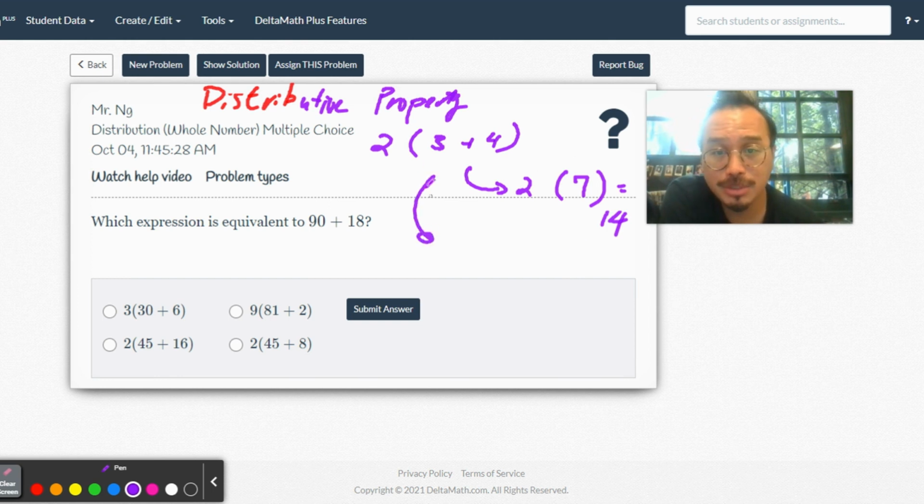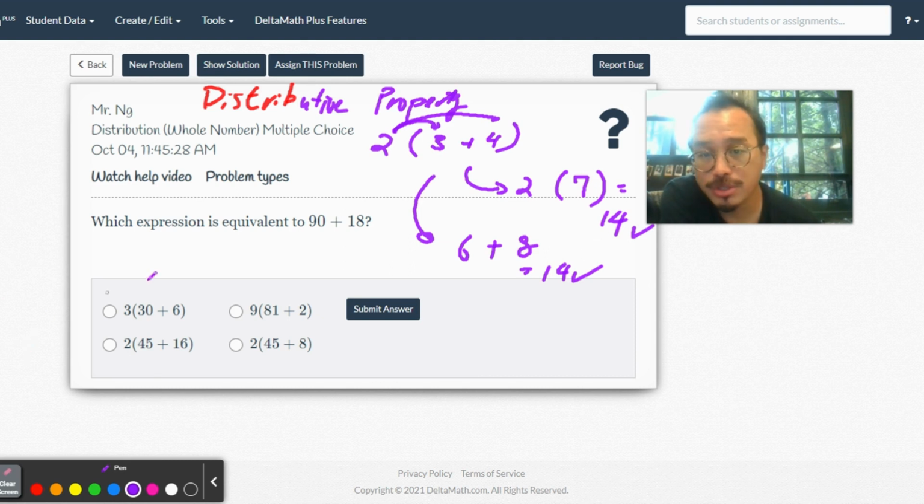The second option is to distribute this, meaning take the 2 multiplied by the 3 inside, that would be 6, and then plus 2 times 4, which is 8. 8 plus 6 is still 14, same answer. That's the idea. That's it.